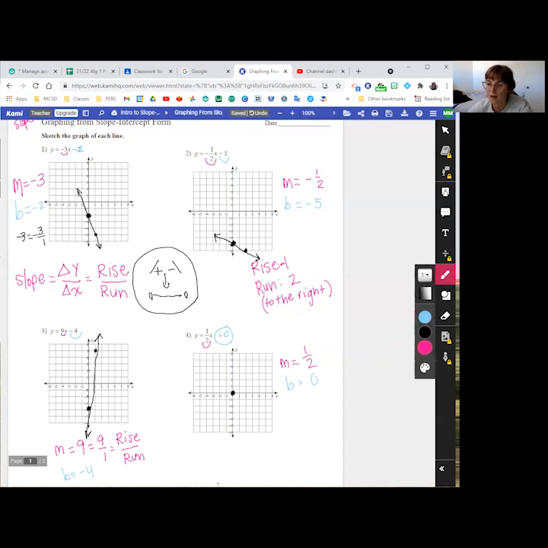And now my slope was already in a fraction. And remember, the numerator tells me my rise and denominator tells me my run. So since my rise was positive, I go up 1 and then I always run to the right. So I go over 2. And those are my 2 points. You can connect them together, add the arrowheads, and I get my answer.